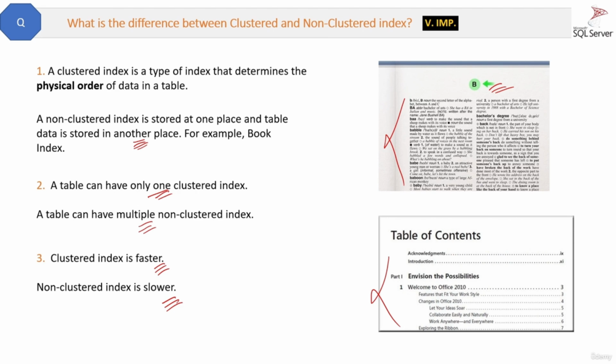Now remember one thing: while creating multiple non-clustered indexes in a table, do not create them for multiple columns. Create them, but only wherever required. Otherwise, a non-clustered index is stored separately, right? And if you create multiple non-clustered indexes, they also take some memory, some space. So if it is not required, then it's not good. Those are the differences between clustered and non-clustered indexes.